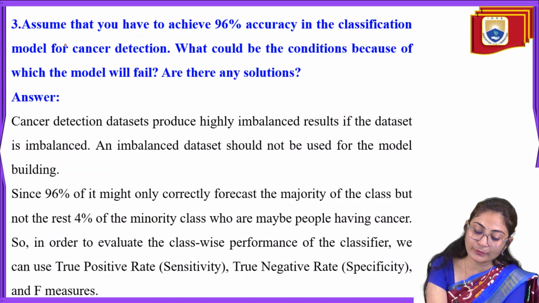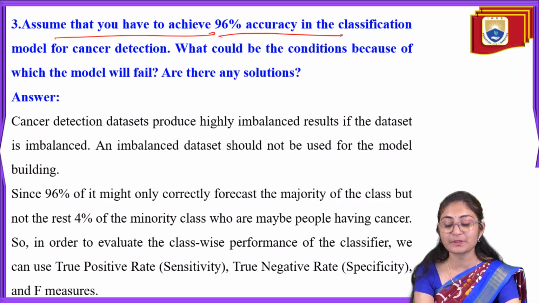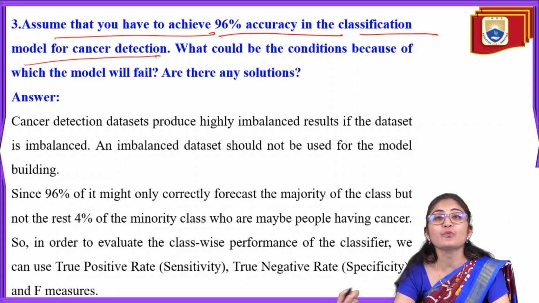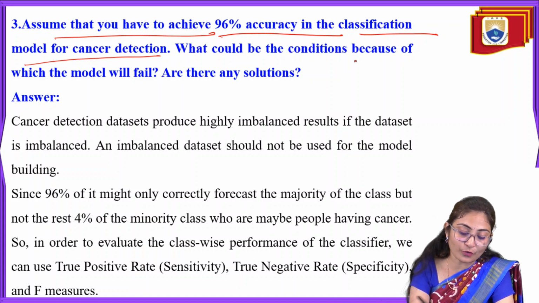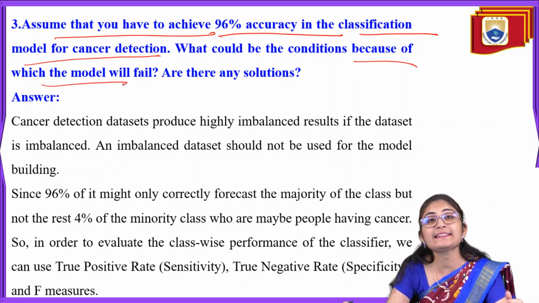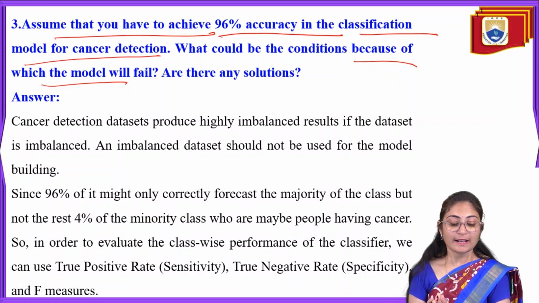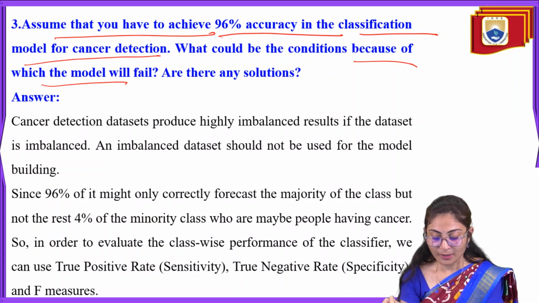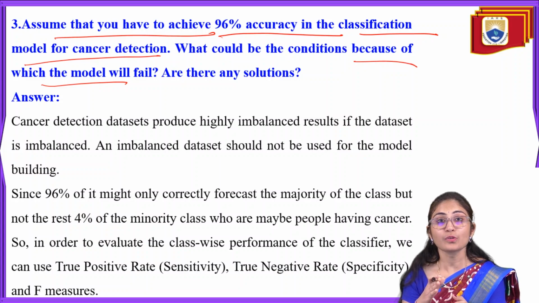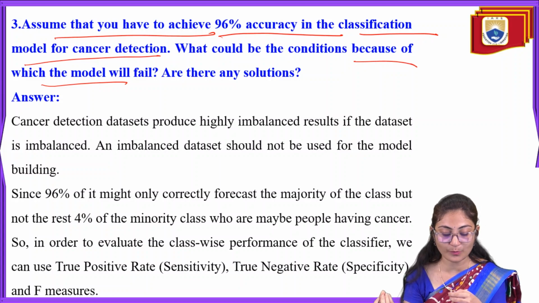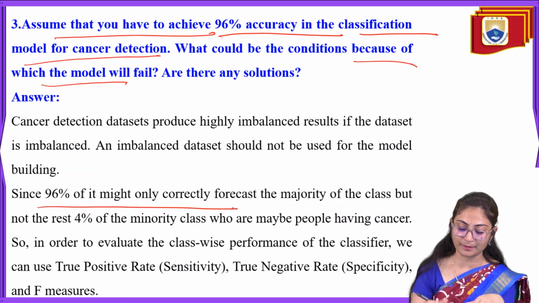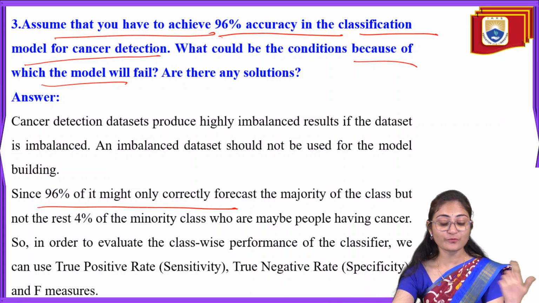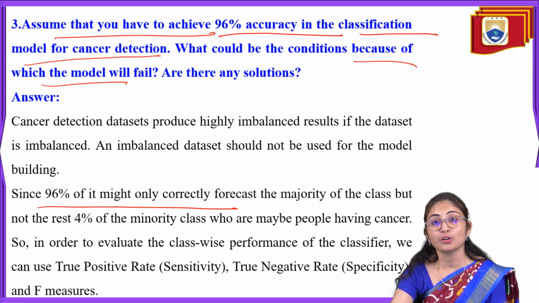Now the next one: assume that you have to achieve 96% accuracy in a classification model for cancer detection. What could be the conditions because of which the model will fail? Are there any solutions? Let's find out. Cancer detection datasets mostly produce highly imbalanced results. An imbalanced dataset should not be used directly for model building. 96% accuracy might only mean correctly forecasting the majority class, but not the remaining 4% minority class who may be having cancer.